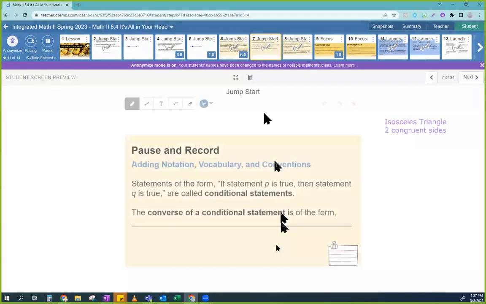Okay. Next one. It says statements of the form, if statement P is true, think if it rains tomorrow, it's true. Then statement Q is true, then Miss Johnson's going to bring an umbrella, are called conditional statements. You've heard of these for a really long time. Hey, mom, can I go to the movies? Sure. If, and then whatever the case is, right? So Cinderella is a classic conditional statement, right? Sure, you can go to the ball as long as you get the whole house cleaned, right? Something like that. So conditional statement is if, then.